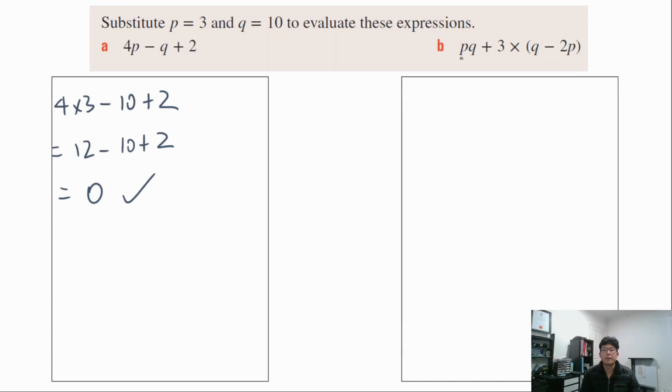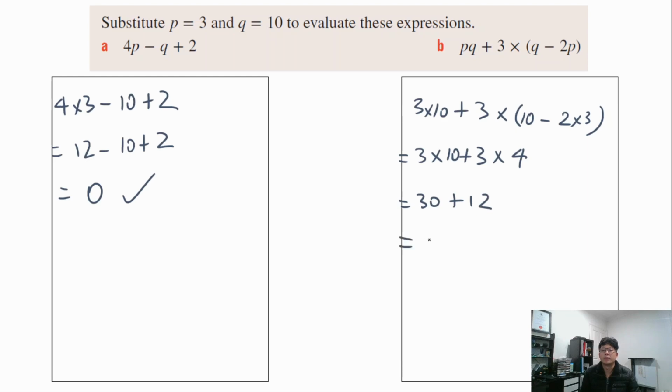Now moving on to question B, we have PQ plus 3 times Q minus 2P. I'm going to substitute P with 3 and Q with 10. So we have 3 times 10 plus 3 times Q was 10 minus 2 times 3. Remember, always do the stuff in the brackets first. So that will give you 10 minus 6, which is 4. And now using BODMAS, remember multiplication comes before addition, so that'll give you 30 plus 12, which gives you an answer of 42. Give yourself a tick if you got that correct.